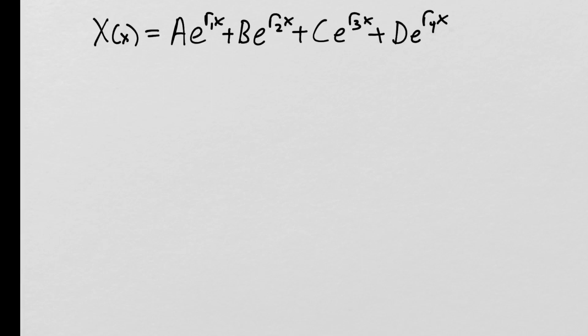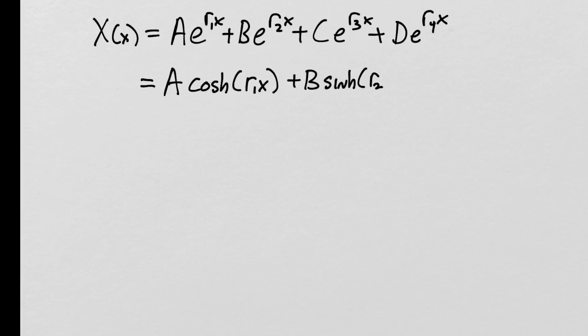But for the very same reasons as occurred in our last lesson, we choose to write this using the trigonometric forms. So we're going to write this as A hyperbolic cosine R1x, because remember, R1x was the real one, so it gets put in the hyperbolic. Plus B hyperbolic sine R2x, but R2 is just minus R1. So it's really just R1 again, R1x.